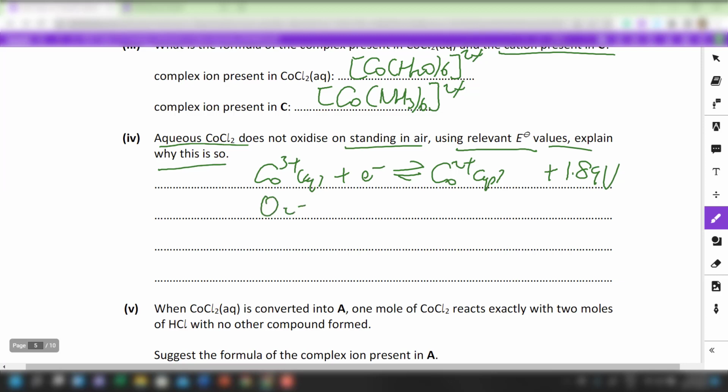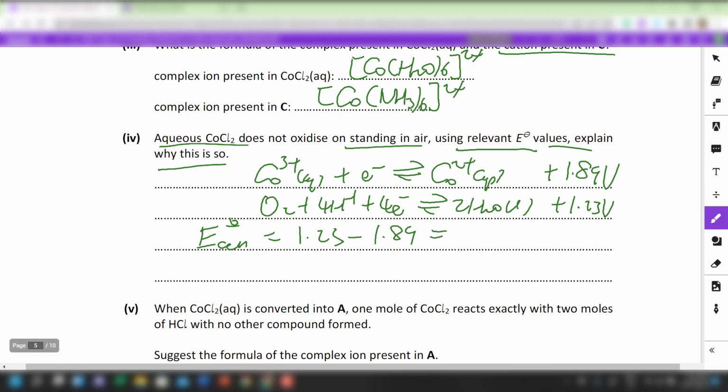So this is O2 plus 4H plus plus 4 electrons, and then equilibrate to give us 2H2O liquid, and this is plus 1.23 volts. Okay, so we're going to calculate E cell. So E cell is equal to 1.23 minus 1.89. Okay, so I'm just going to punch the calculator. So we're going to get minus 0.63 volts.